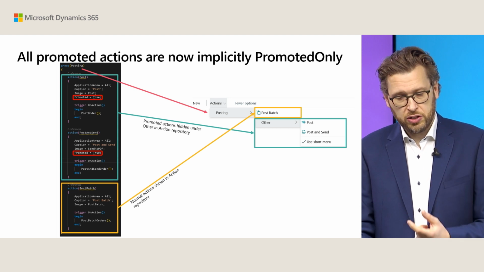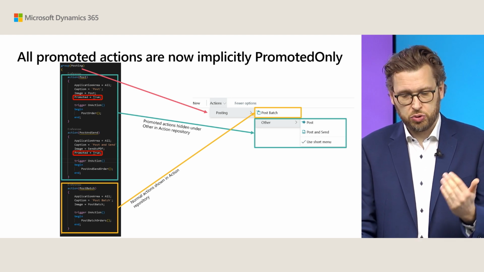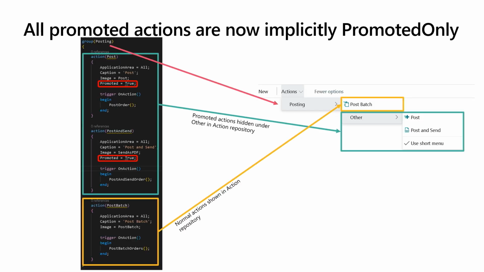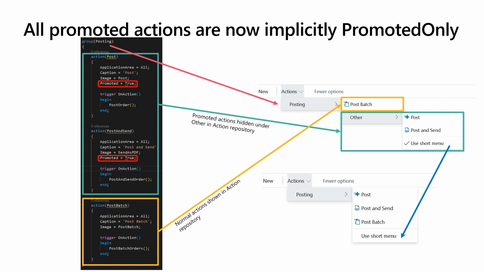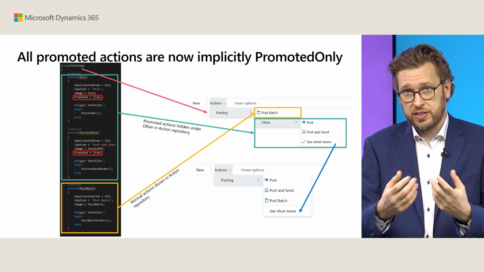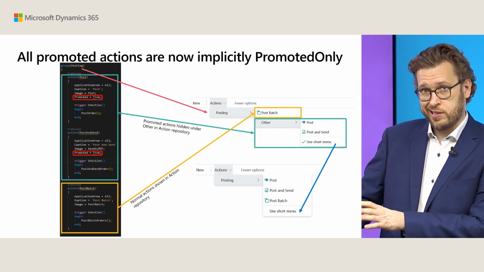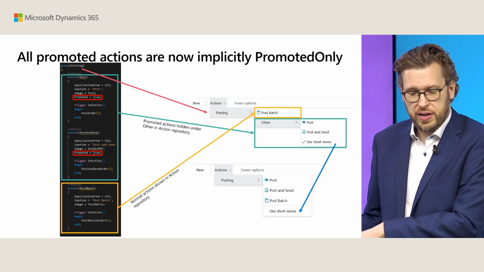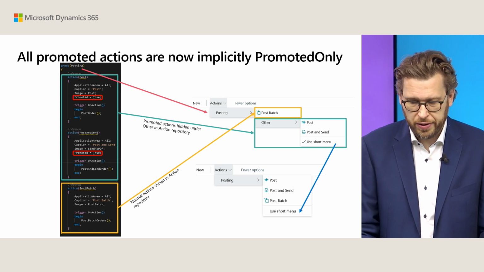Now, if you would like to, you can actually switch back to show them in the action repository as well, without being buried under the other submenu. You have the option here to click Use Short Menu, or deselect that, and that will move all of the promoted actions out of the other submenu and remove the other submenu. And this choice is something which is set per group and per page. So you actually have quite a good flexibility on choosing whether you want these otherwise promoted actions to actually be shown in the action repository or not.